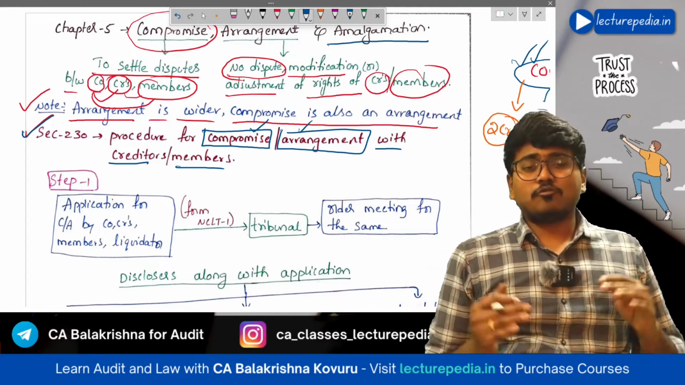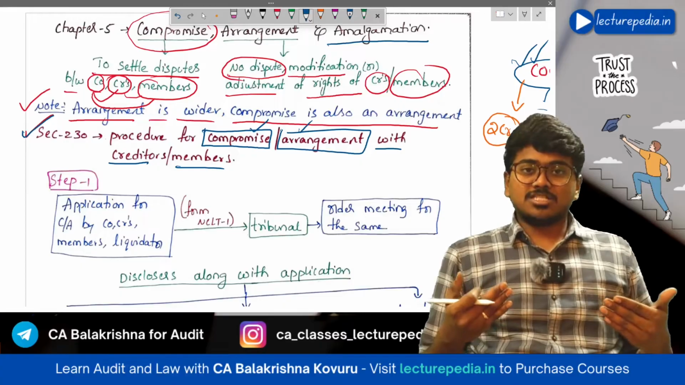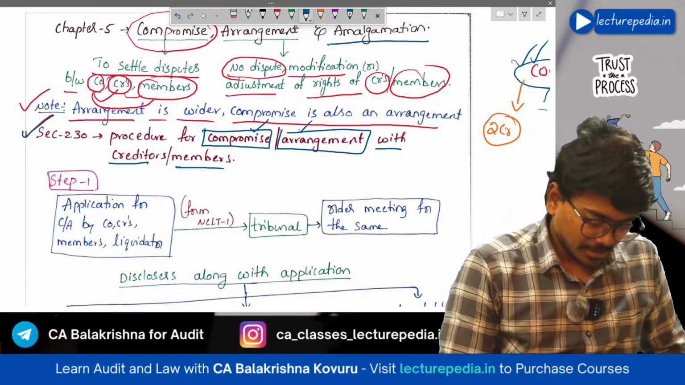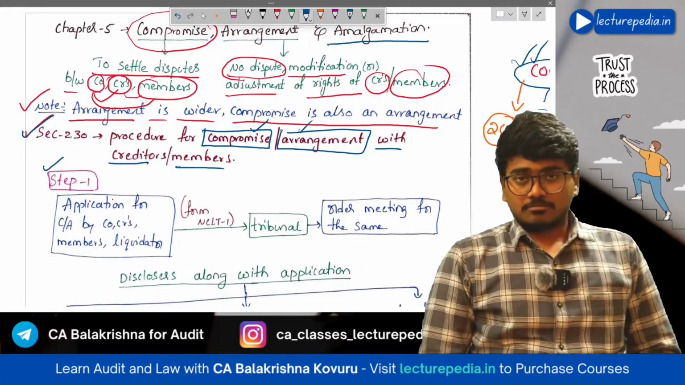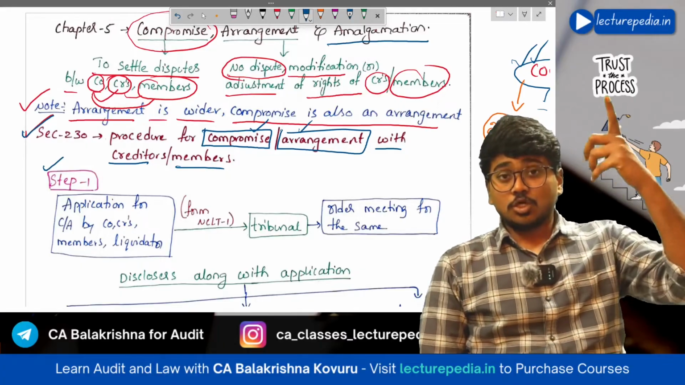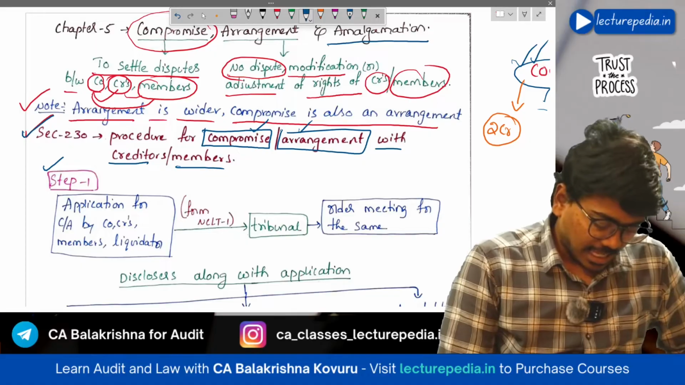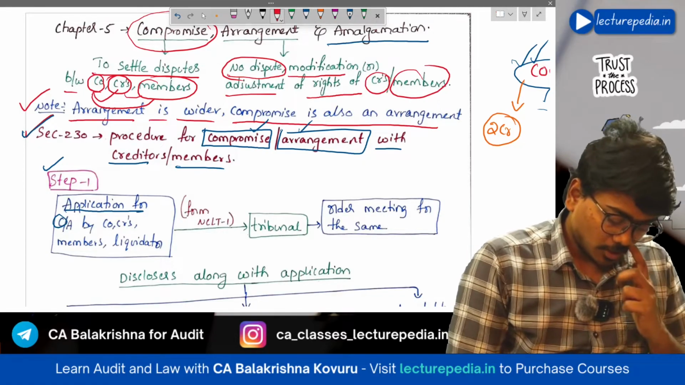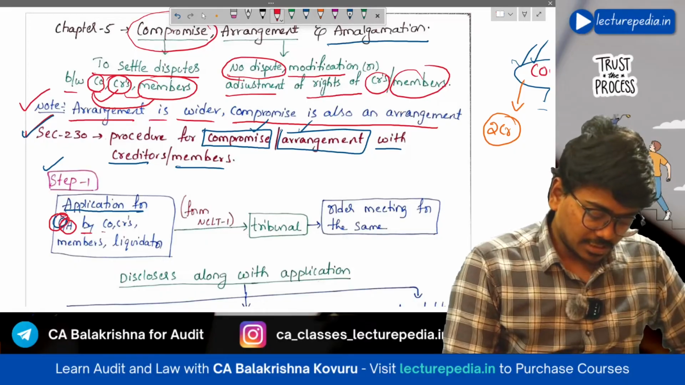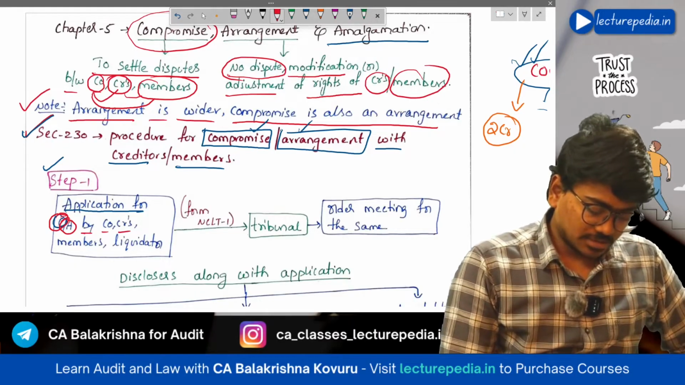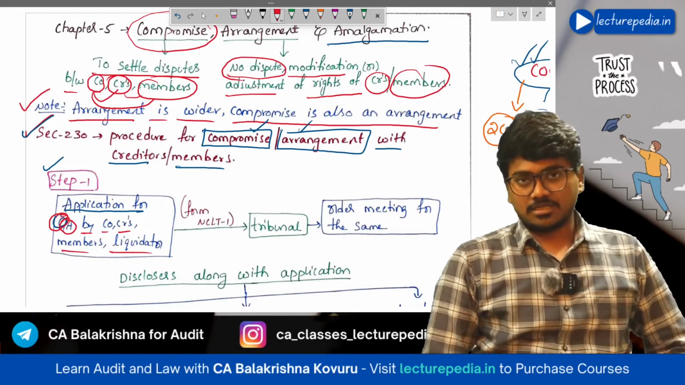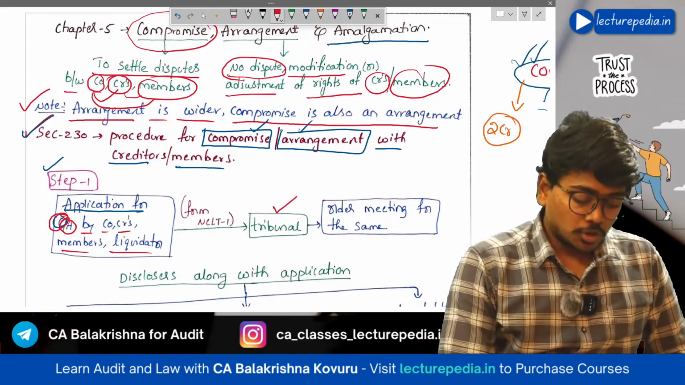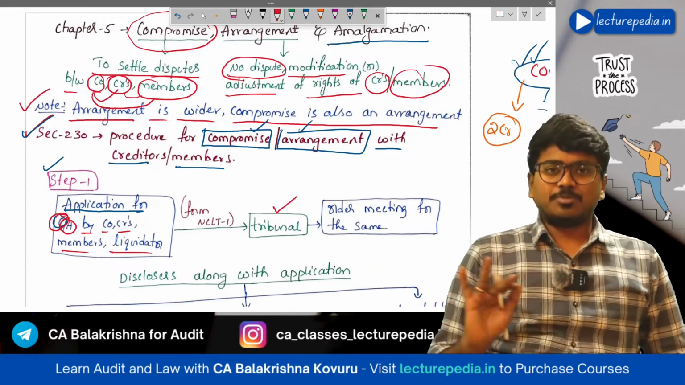Now we'll see there will be 4 steps. I have divided this procedure into 4 steps. What are those 4 steps? Let us see. First of all, you have to make an application to the tribunal. See, application for compromise or arrangement by company, creditors, members or liquidator. Okay, application has to be made by these people. To whom? To tribunal, by any of these people.